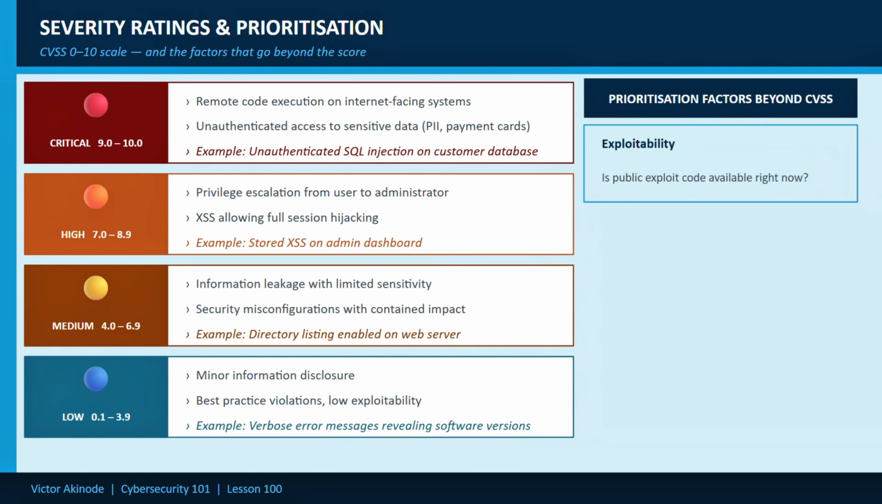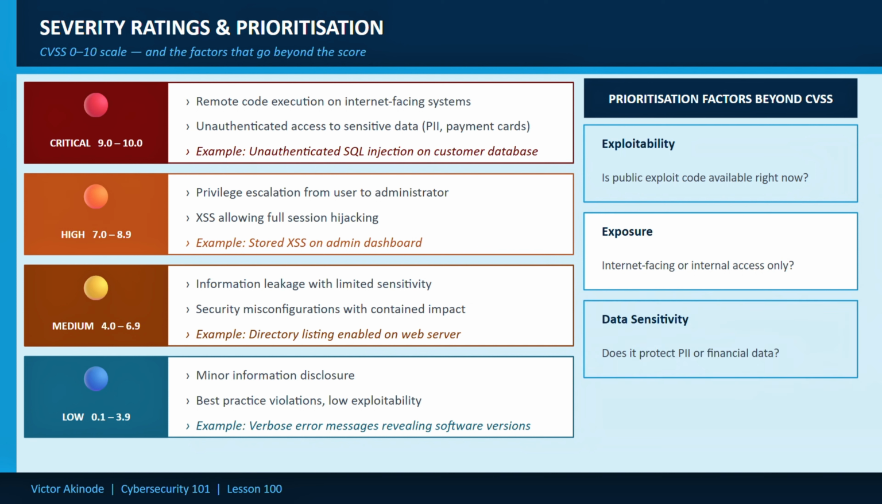And the first one under that is exploitability. And here we're asking ourselves, is public exploit code available? The next one is exposure. Here we're asking ourselves, is it internet facing or internal only? Next is data sensitivity. Here we're asking ourselves, does it protect personally identifiable information, financial data, or intellectual property? And lastly, we have the business criticality or business impact. And here we're asking ourselves, is it a production system or a test environment?